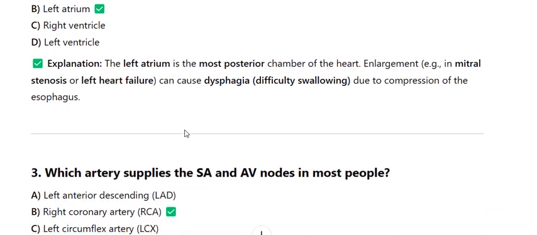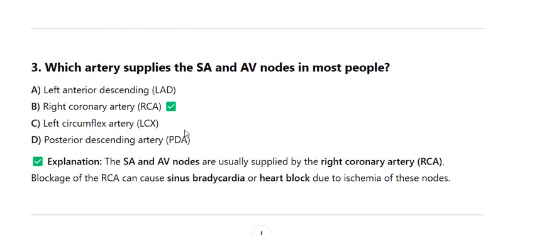3. Which artery supplies the SA and AV nodes in most people? A. Left anterior descending. B. Right coronary artery, RCA. C. Left circumflex artery, LCX. D. Posterior descending artery. Explanation: the SA and AV nodes are usually supplied by the right coronary artery, RCA. Blockage of the RCA can cause sinus bradycardia or heart block due to ischemia of these nodes.